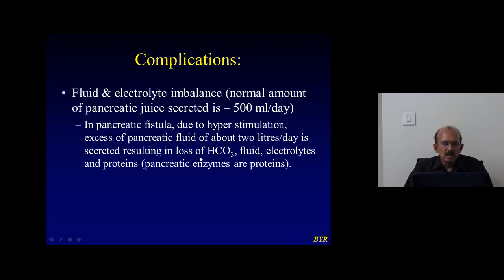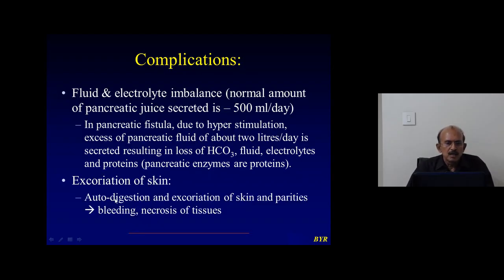So this will result in loss of bicarbonate, fluid, electrolytes, and proteins also. Proteins, why? Because pancreatic enzymes are all proteins. So these enzymes are also lost in the secretions outside. Then these pancreatic enzymes cause excoriation and digestion of the skin. So they cause autodigestion and excoriation of the skin and pancreatitis, leading to bleeding and necrosis of the tissues.